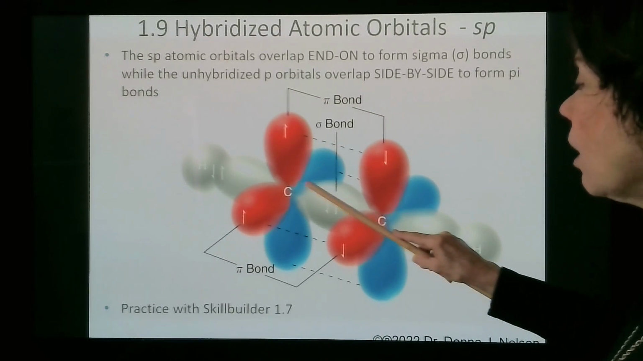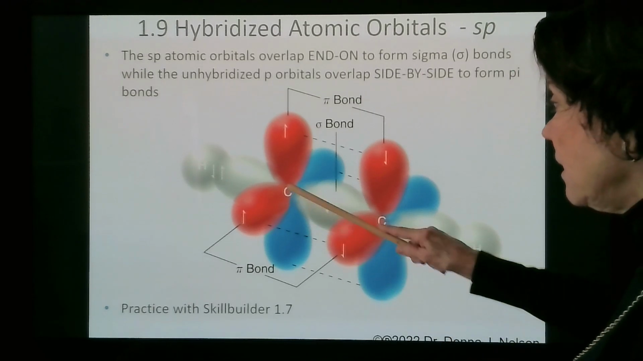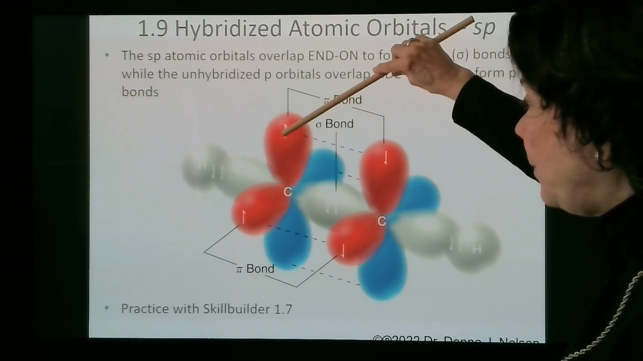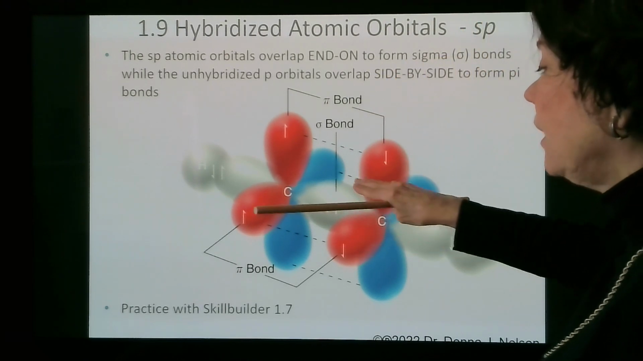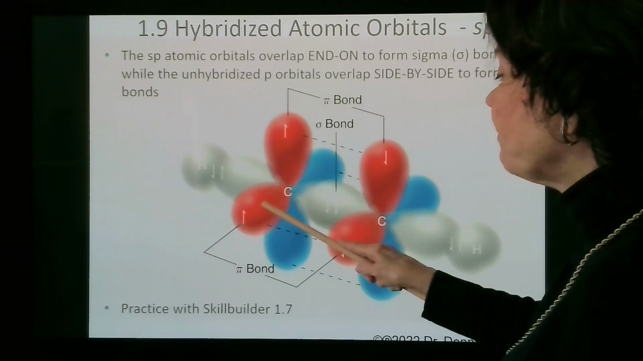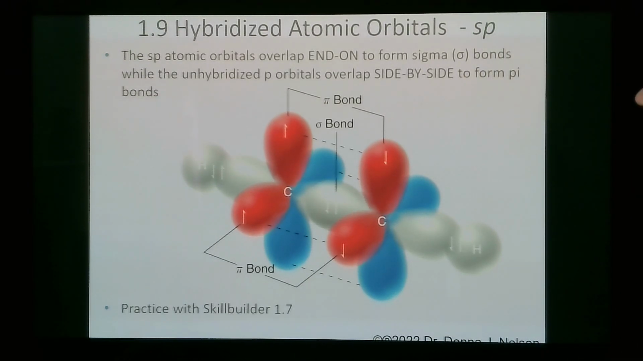So the two carbons have three bonds connecting them. They have a sigma bond, the pi bond lying in the plane of the screen, and the pi bond that is perpendicular to the plane of the screen.